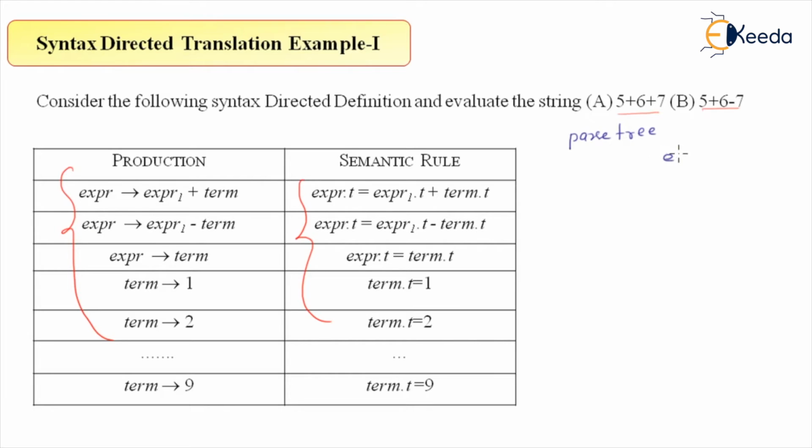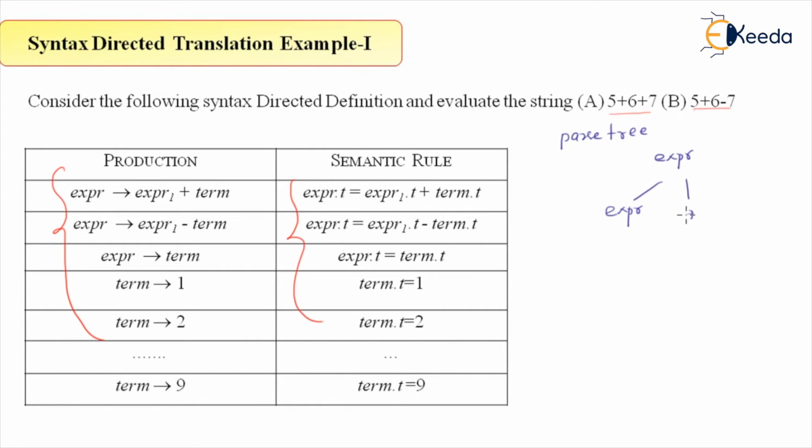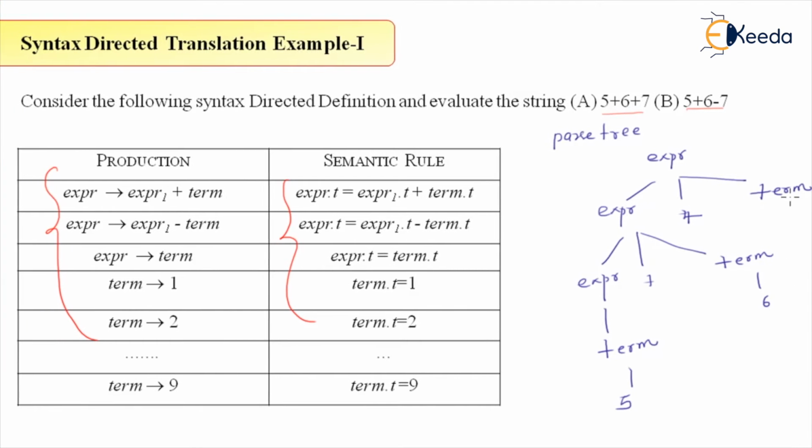So now here this is expr derives expr, and then plus, and then there is a term. Okay, and then again one more time we have expr derives expr plus term and expr to term, and now term I can derive term to 5, term to 6 and term to 7. So this is the first step of drawing this parse tree. And now I'll apply the rules.